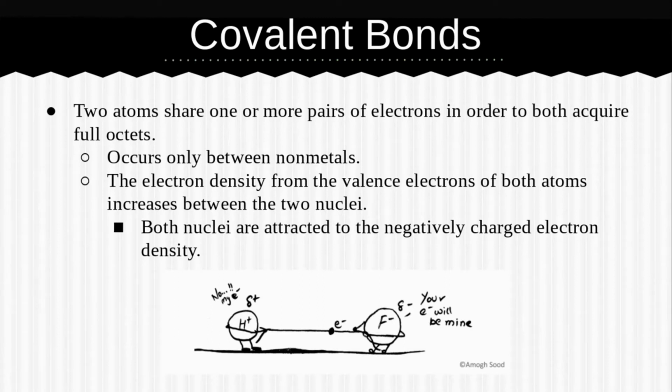So the electrons that are shared wind up spending most of their time between the two nuclei of the atoms that are involved in the bond. So the nuclei are positively charged, and they're going to be attracted to that negative charge of those shared electrons. And that's what holds this bond together. What holds these atoms together in this bond is the fact that both of those nuclei of the atoms are attracted to the electrons that are spending time between them. And those electrons are attracted to both of those nuclei.